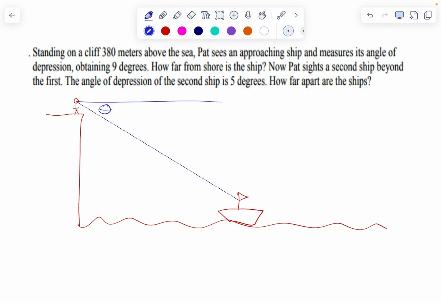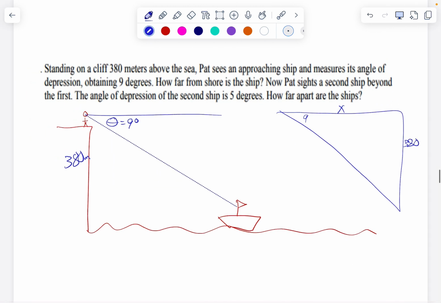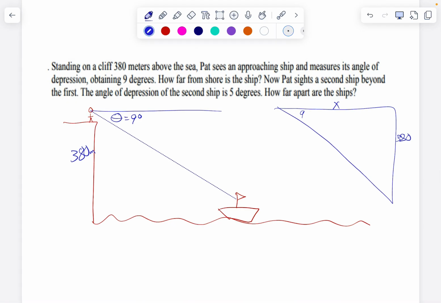Where does the 380 go? Yeah, so 380 here. This is meters this time. The angle then goes 9 degrees there. Well, I don't see a triangle. I mean, I do, but does everybody see that our triangle is really formed like that? And this is 380. This is 9. And x is the distance to the ship. Yes, do you see that? Yes or no? Okay. If you want to use this triangle, that's also okay.